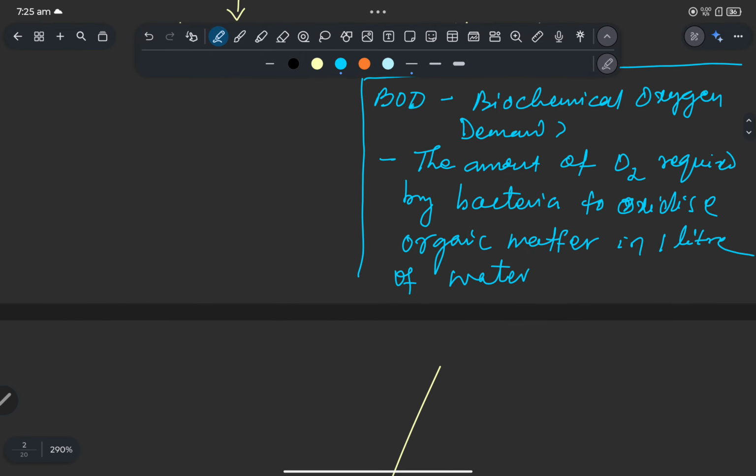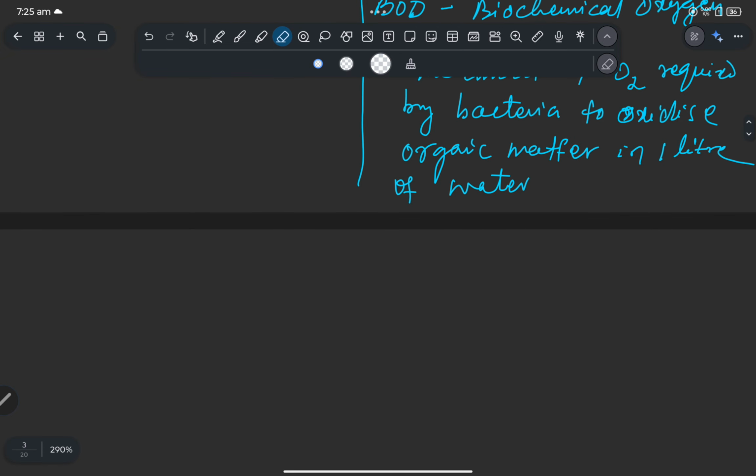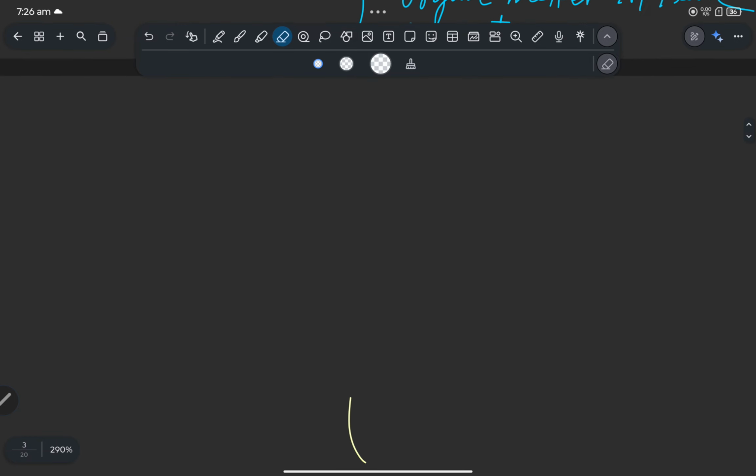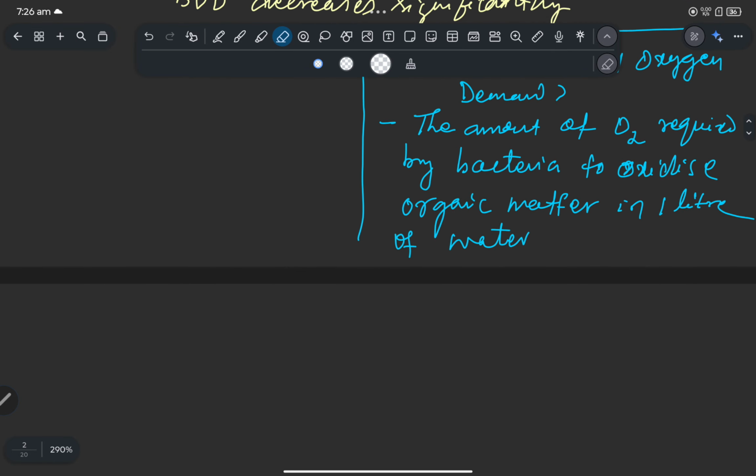Now what does this BOD indicate? What is the importance of BOD? Why are we describing the pollution level in terms of BOD? Why are we giving so much importance to the BOD? Look, BOD means biochemical oxygen demand. Now here I am writing two things. High BOD means high pollution.